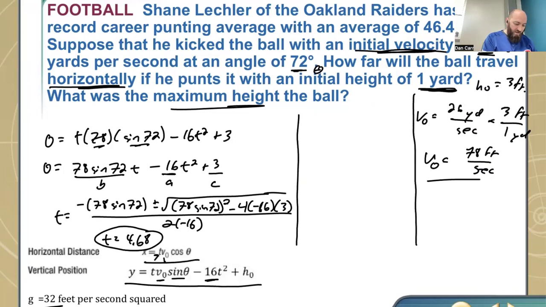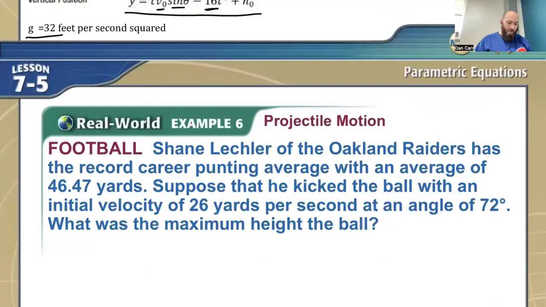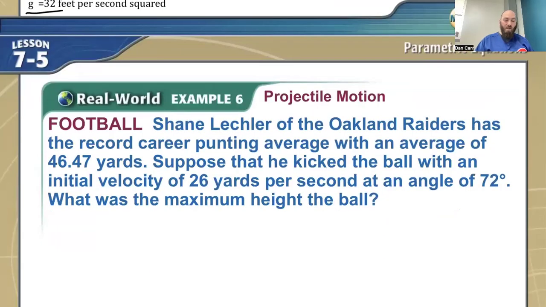We have t, the initial velocity, and our cosine theta. So the x distance it travels is going to equal 4.68 multiplied by my initial velocity, 78 feet per second, times the cosine of 72. Okay, so we multiply all those out, we get 112.80 feet. Or if you want to divide it by 3, it's going to travel 37.60 yards. Okay, we'll do part 2, the maximum height, on my next slide, because I'm running out of space.